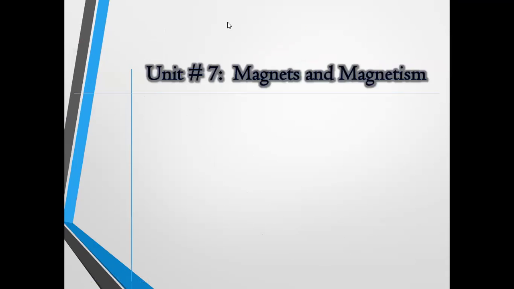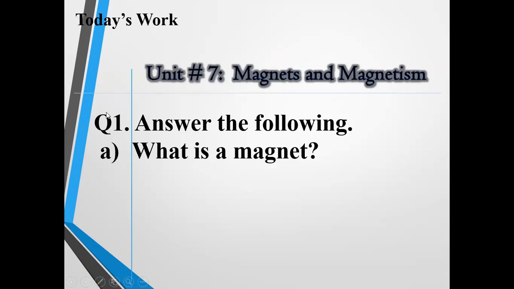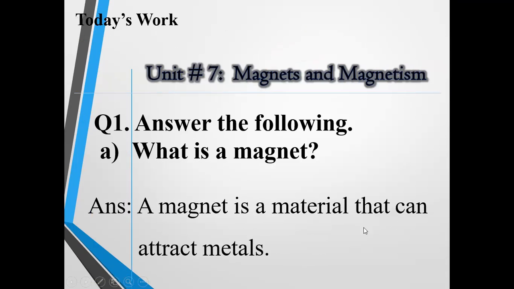You have to note it down in this way: first write the date and day on the top right and top left, and then in between write the topic name and underline it, and then write the question. So question number 1, answer the following. Part A, what is a magnet? A magnet is a material that can attract metals. Now we are moving on to the next work.